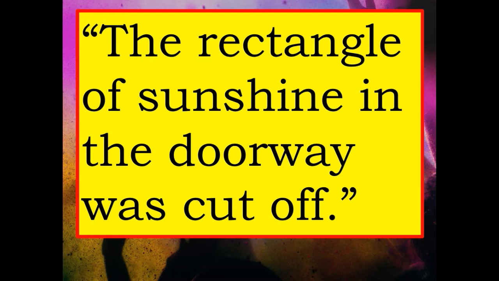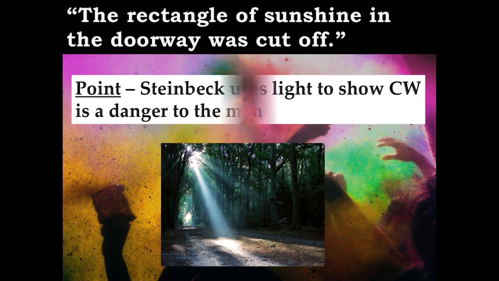This is the quote we're looking at. "The rectangle of sunshine in the doorway was cut off." So my point for this one is that Steinbeck uses light to show Curley's wife is a danger to the men. In your point, please don't write 3 or 4 sentences. Make your point short and concise and clear. Don't go very complicated with it. People will struggle if you make your point and your evidence and explain all jumbled up together. So make a really simple point.